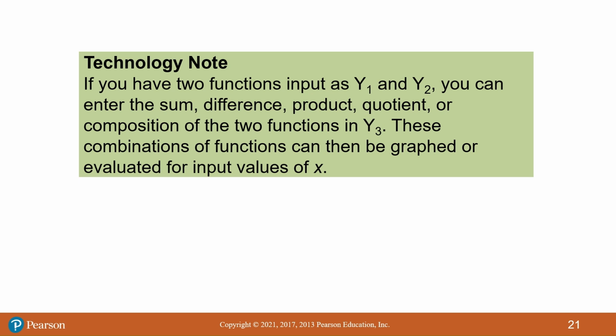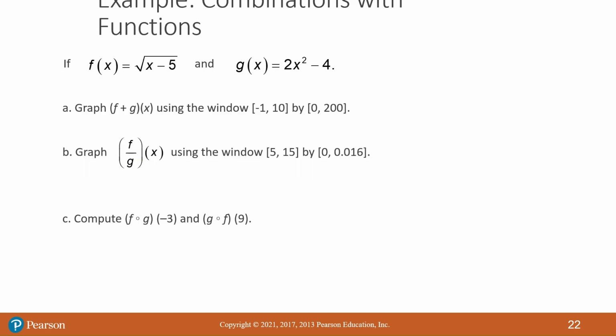So it says if you have two functions, input is y1 and y2, you can enter the sum, the difference, product, quotient, or composition of the two functions in y3. These combination functions can then be graphed or evaluated for input values of x. So this one says if f of x equals the square root of x minus 5 and g of x equals 2x squared minus 4, let's first graph f plus g of x using the window negative 1, 10, 0, 200.